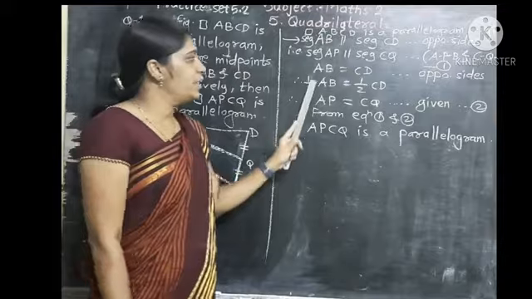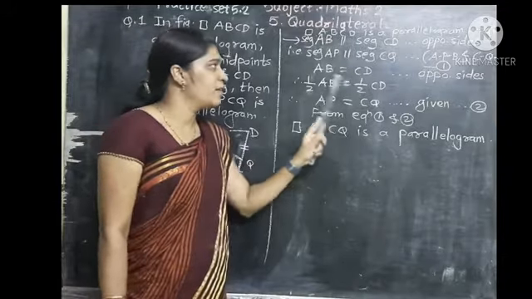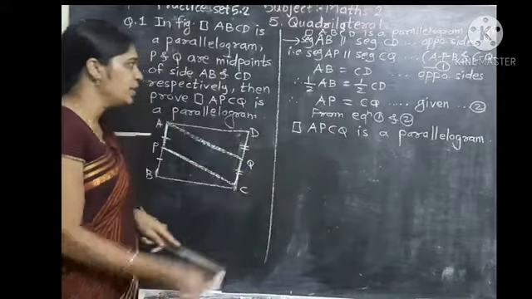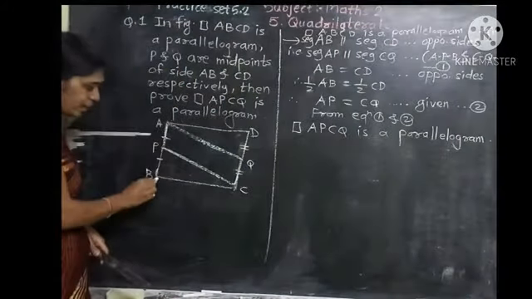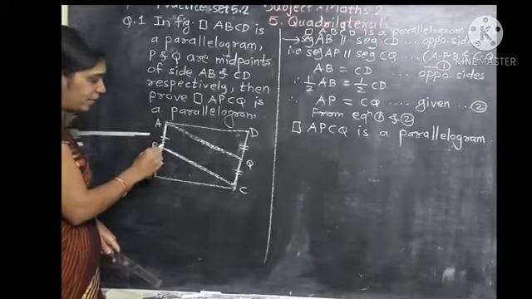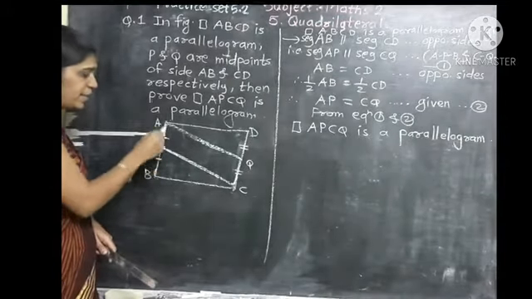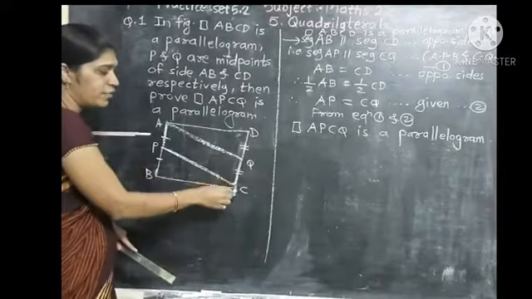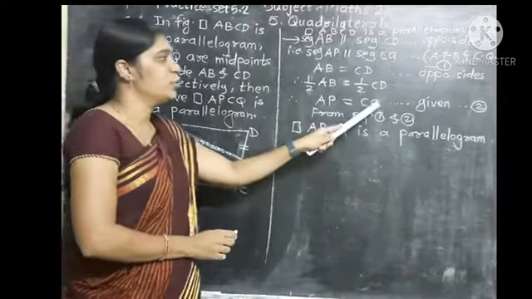Multiply both sides by half. Here multiply with half, here also multiply with half. Now see, what is the half of AB? P is the midpoint. Therefore half of AB is AP, and half of CD is QC or CQ.